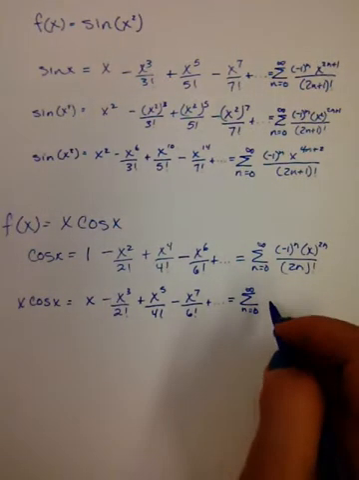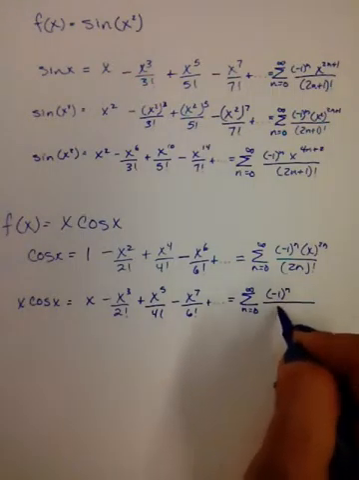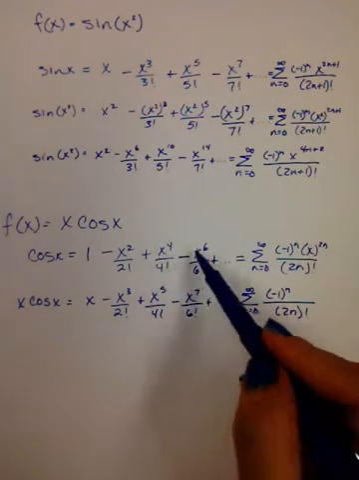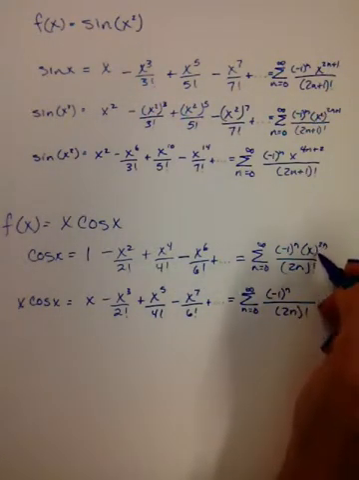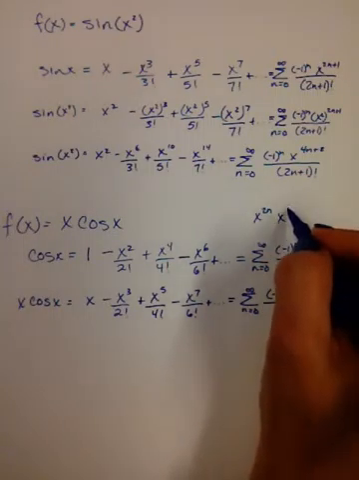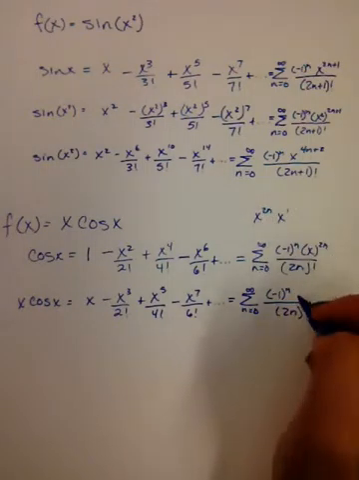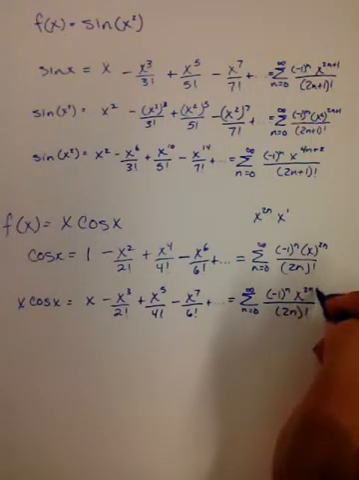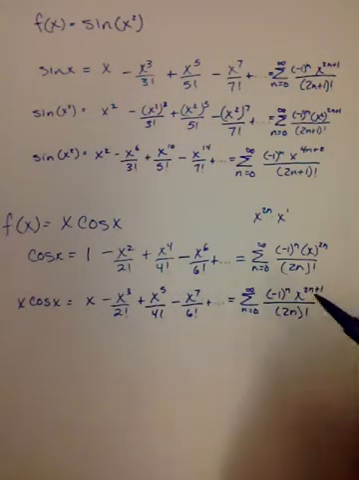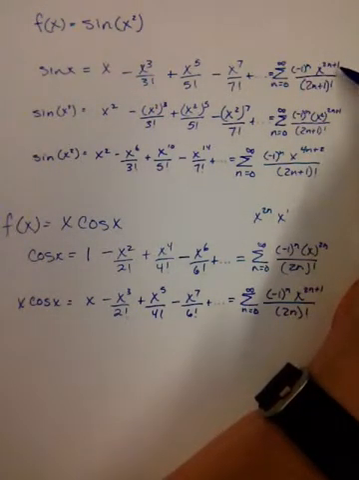And if you take a look at what happened, my negative 1 to the n is staying the same. My 2n factorial is staying the same, but I multiplied everything by an x. So that's like multiplying x to the 2n times an x to the 1st. And when you multiply two things with the same base, you add the exponents. So this is x to the 2n plus 1. And you'll notice that they're the odd powers now, 1, 3, 5, 7. So the numerator x to the 2n plus 1 looks like the original numerator for the sine of x.